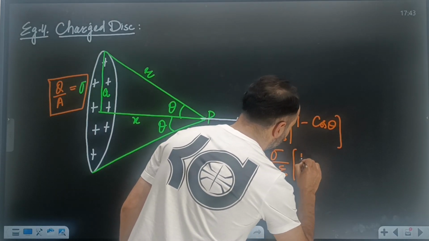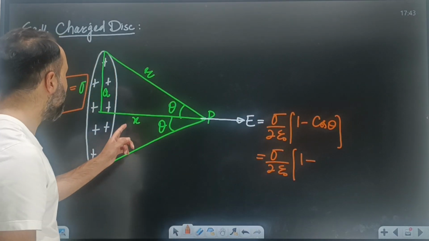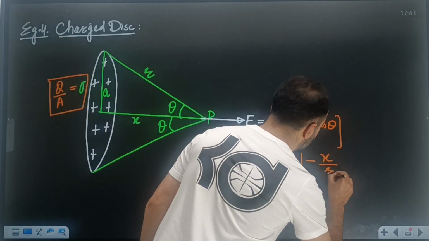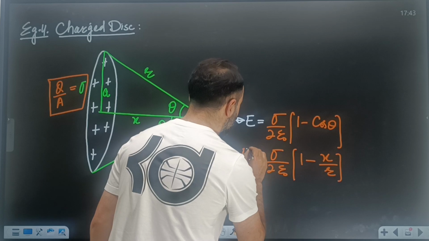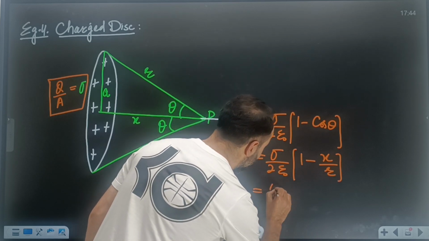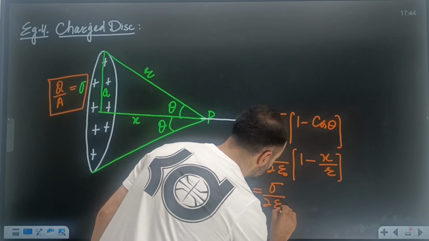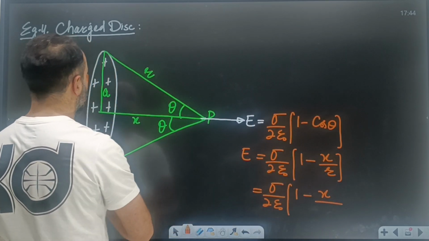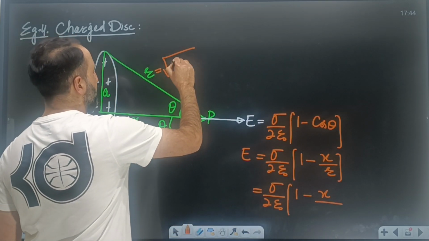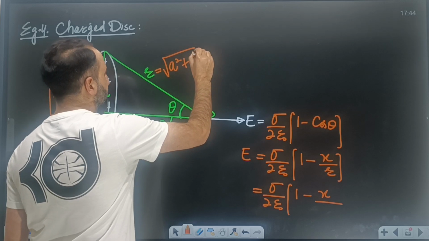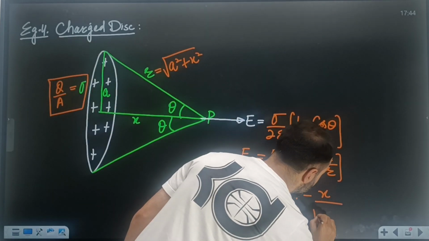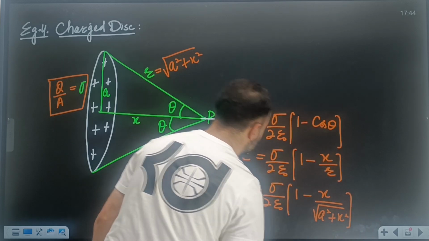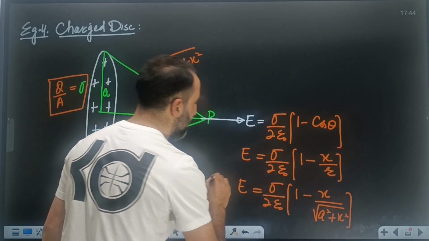We can also write it like this: sigma divided by 2 epsilon 0 into 1 minus cos theta, and cos theta is equal to what? Base divided by hypotenuse, that's equal to x by r. We can write it this way too. This is the electric field. Or we can write it like this as well, sigma divided by 2 epsilon 0, it will depend upon the options, 1 minus x divided by r, which in turn is equal to under root of a square plus x square, by Pythagoras theorem. So here we write under root of a square plus x square. This is the electric field due to the charged disk.